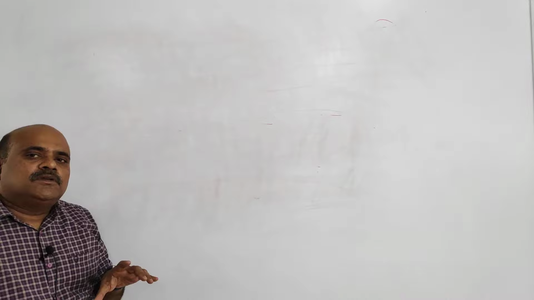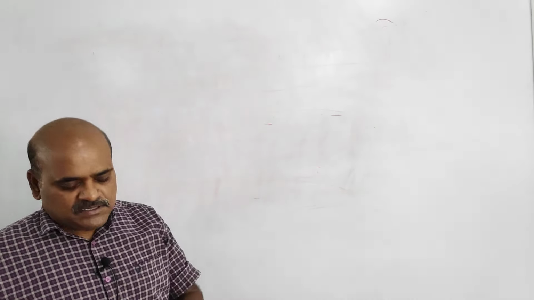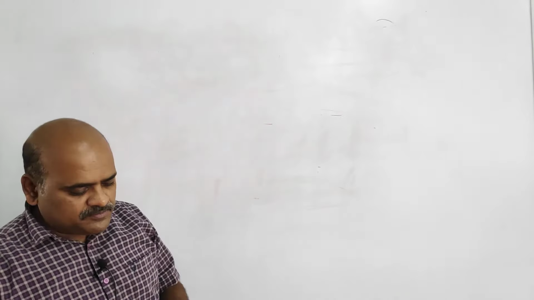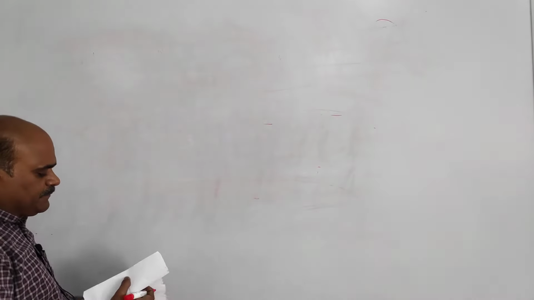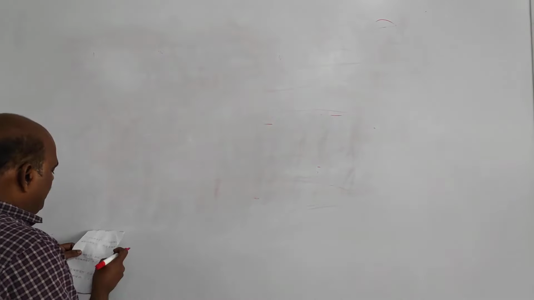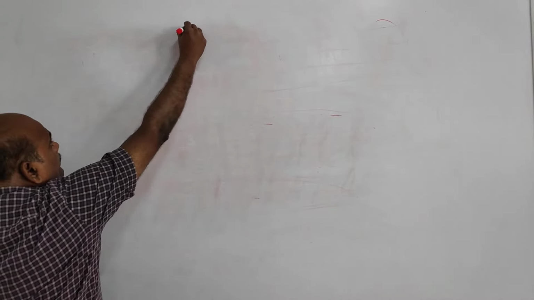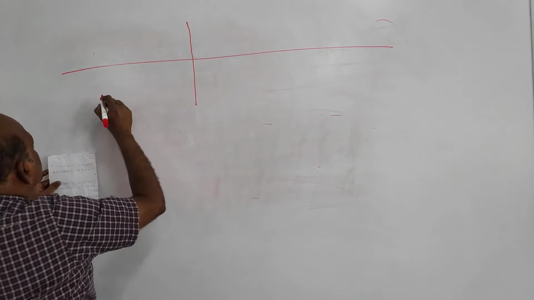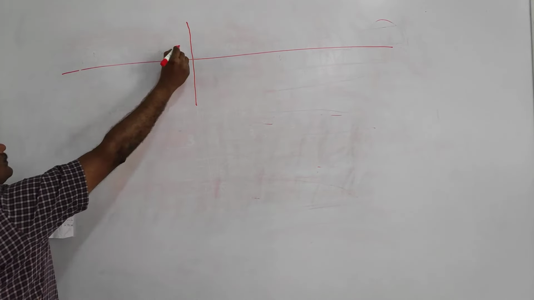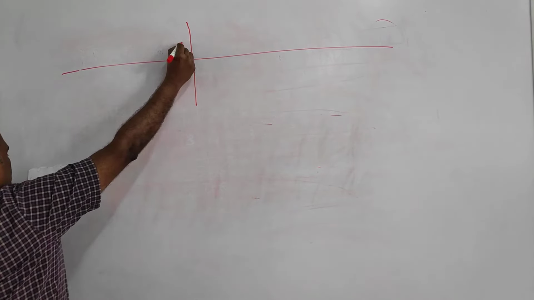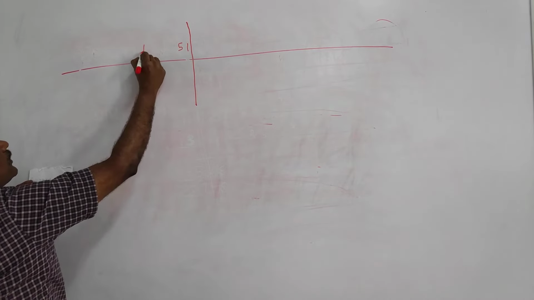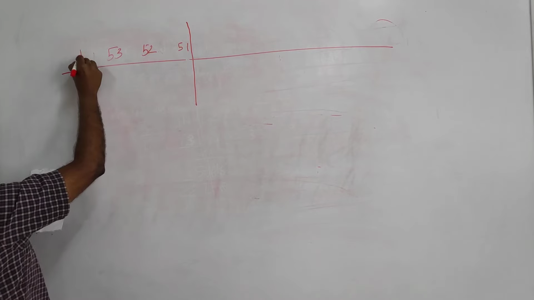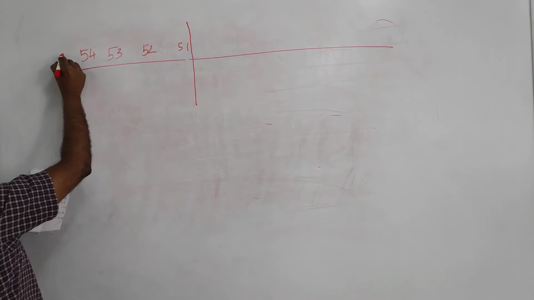Now let us move on to the exercise. How to find out age if the FDI system charting is provided. First, let us begin with one chart, that is 5-1, 5-2, 5-3, 5-4, 5-5.